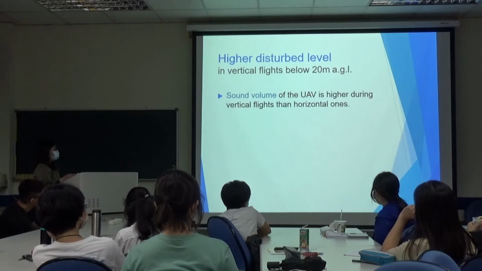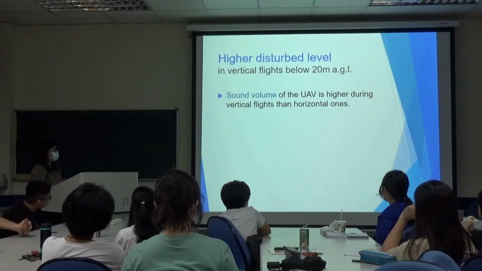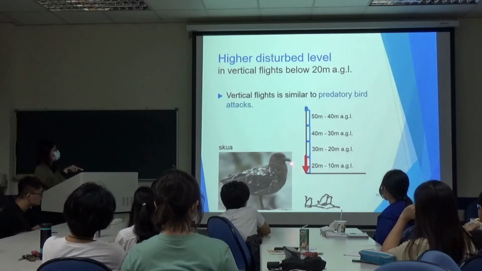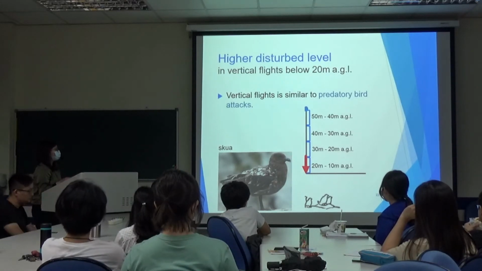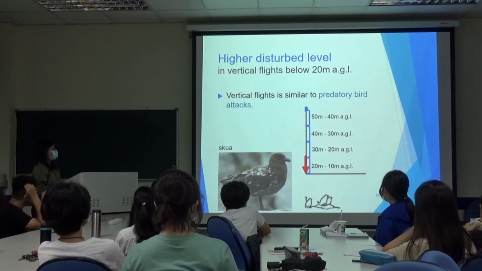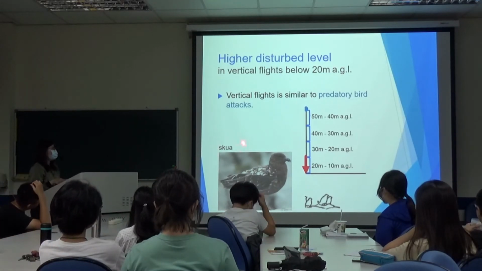The first reason is sound volume. The research observed that the sound of the UAV is louder during vertical flight than horizontal flight. And the second reason is that vertical flight is similar to predatory bird attacks below 20 meters. A predatory bird is a bird that can attack penguins and eat baby penguins, like a skua.